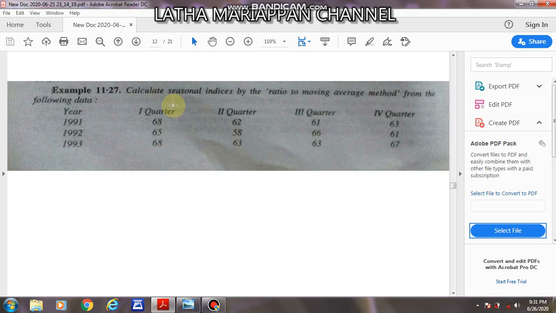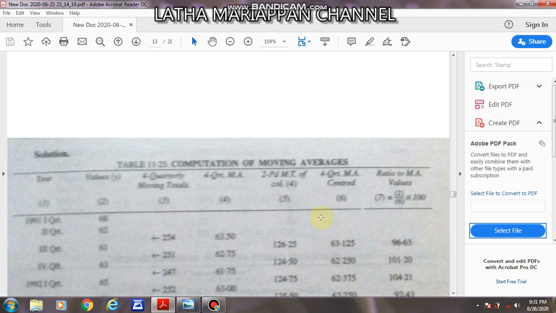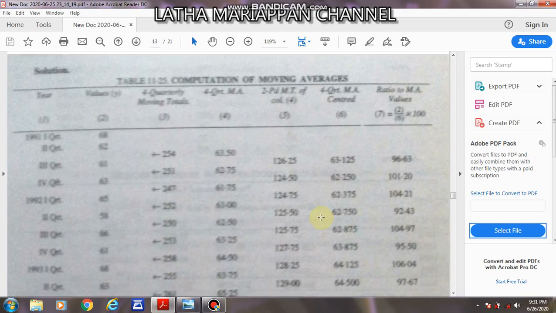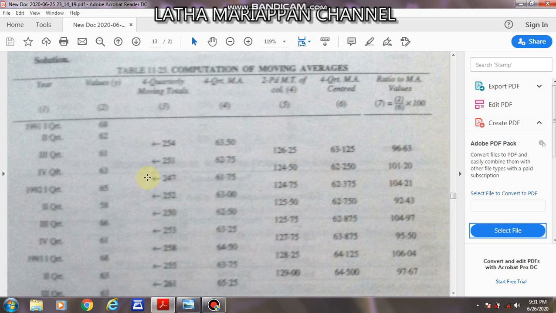Now this is another problem. We are going to calculate the seasonal indexes by the ratio to moving average method. Here the year is given, 3-year data is given, quarterly data is given. Now we will move on to the solution. Here we are going to find the ratio to moving average. The picture is not clear, but anyhow I'll teach you.